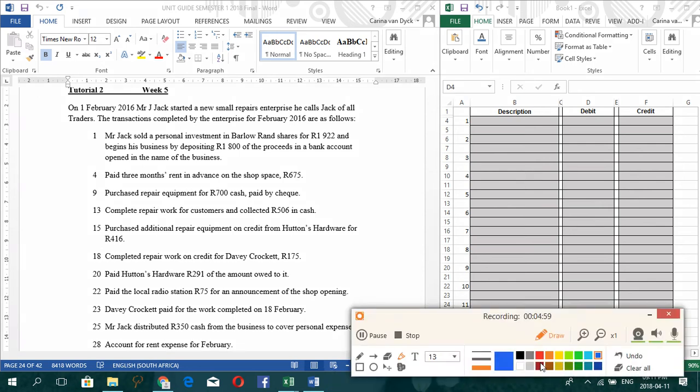I will be discussing the general journal. I will be using tutorial 2 week 5 as an example, how to identify the two accounts that are going to be affected and how to allocate them into the general journal.